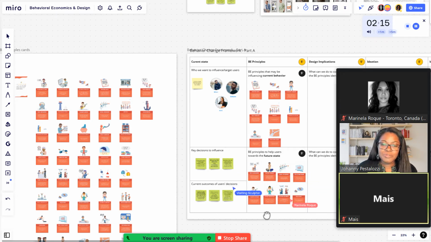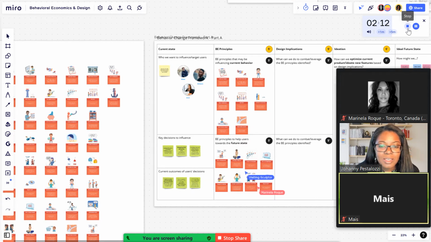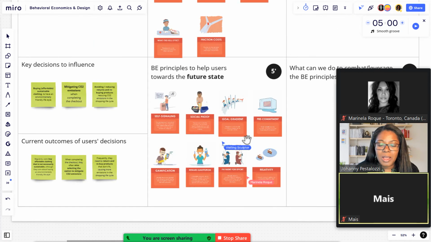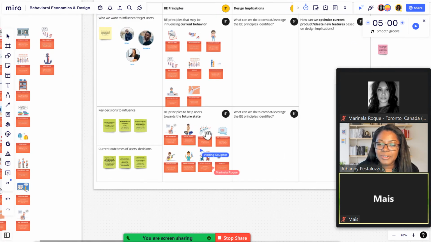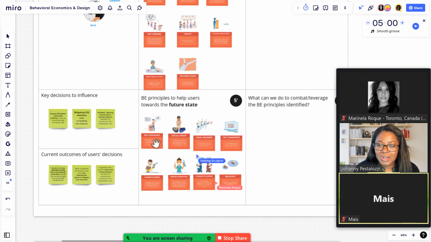Well, so we have a bunch of cards. For the sake of time, I would like to stop now so that we have some more time for the rest of the exercise. So who would like to start?